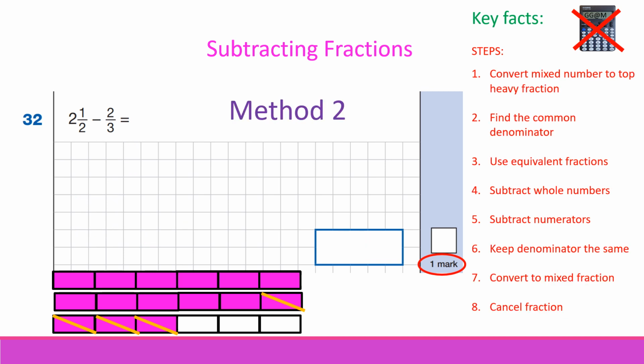Now there is an alternative method for this question, and some people may prefer it. The difference with this method is, first of all, you need to convert your mixed number to a top-heavy fraction. So this mixed number here, if we convert it to a top-heavy fraction, it makes it easier to do the subtraction. It's personal preference as to which method you prefer to use. So if we're going to convert this to a top-heavy fraction, we've got to say how many halves are there in 2 whole ones.